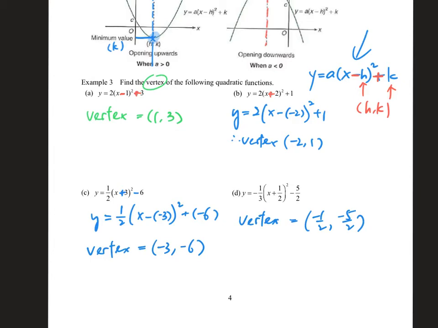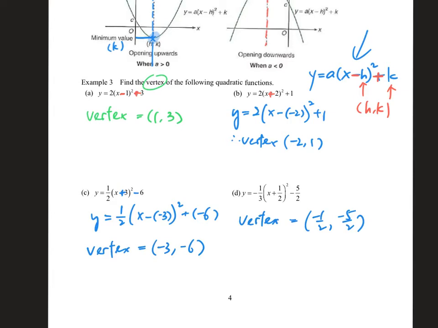Now I give you another task. Can you help to sketch the diagram for each of the questions respectively? What I mean is, can you determine whether the graph is happy or unhappy, and also the vertex carefully?